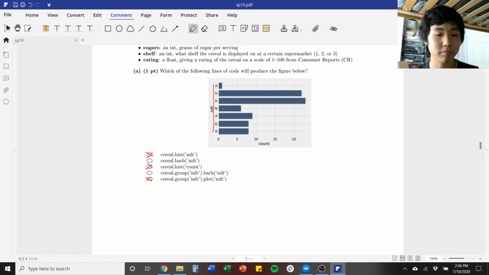Okay, so we have cereal.bargraph by manufacturer or cereal.group by manufacturer.bargraph. So in order to get all the manufacturers and their counts in one place, we need to group by the manufacturer first. If we tried to do this bar graph directly, it would probably spit out a bunch of gibberish because we don't know how many cereals were made by each manufacturer without grouping.